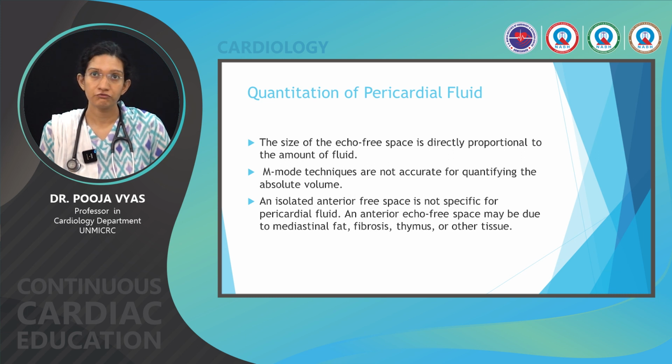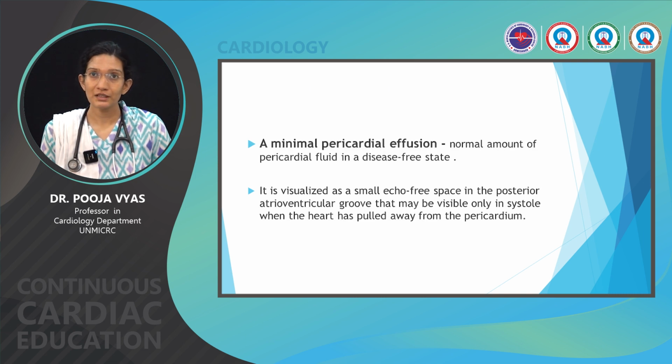Quantification of the pericardial fluid: the size of the echo-free space is directly proportional to the amount of fluid present in the pericardial cavity. So, the M mode techniques which we use can tell about the amount of fluid, but they are not that accurate in quantifying the absolute volume. If there is minimal pericardial effusion, as we discussed, that is normal, and that can only be seen during systole of the cardiac cycle.